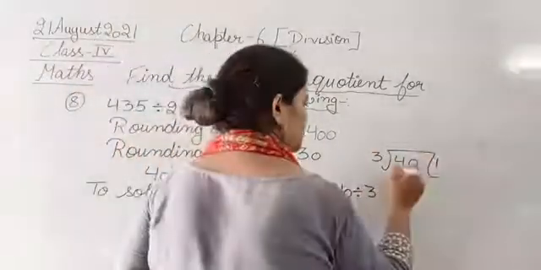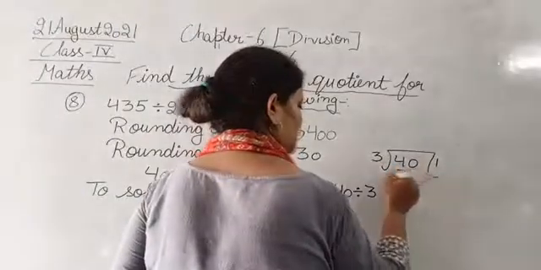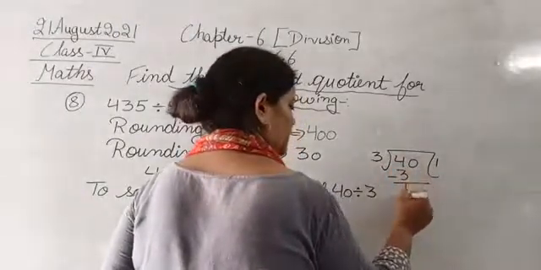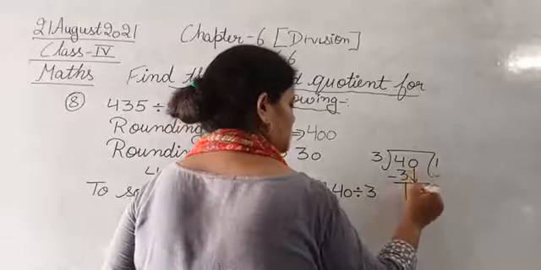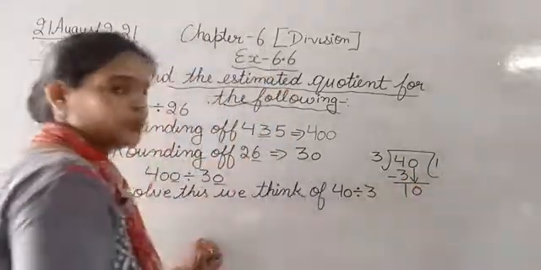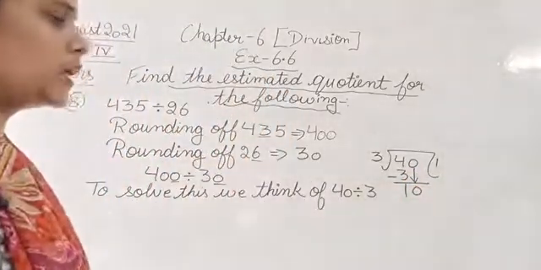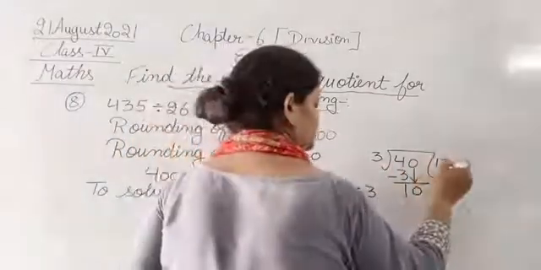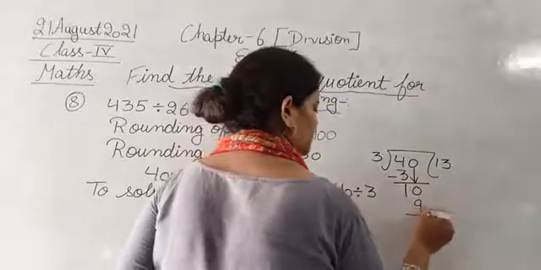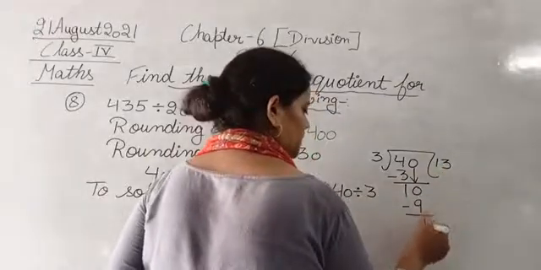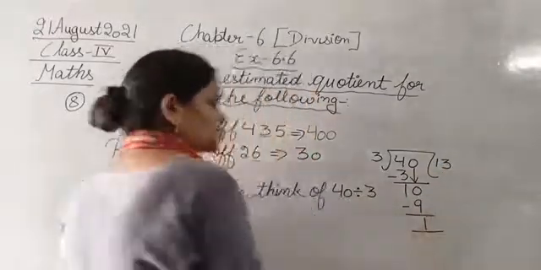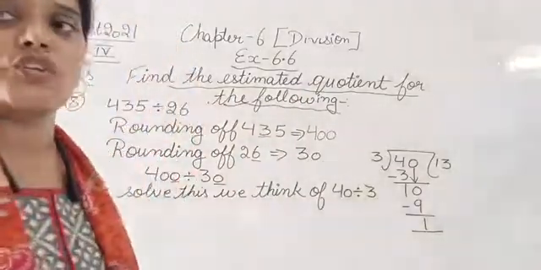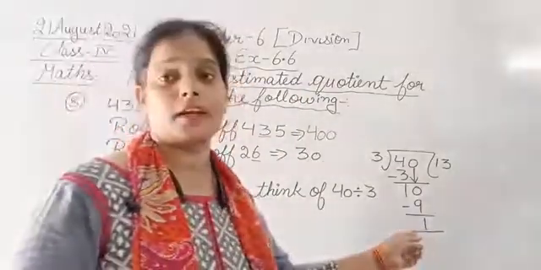3 ones are 3. 4 minus 3 is 1. Bring down the next number, that is 0. The number became 10. Now 10 divided by 3. 3 threes are 9. 10 minus 9 is 1. So the quotient we got after division is 13, whereas the remainder is 1.